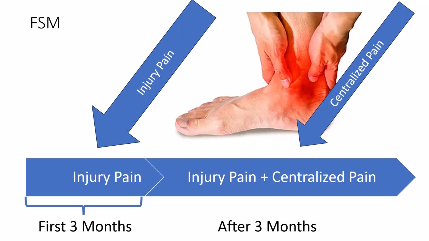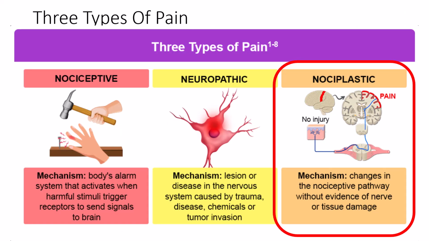As a rule of thumb, if your pain is from a relatively recent injury, less than 3 months ago, treat the injury. If, on the other hand, your pain is coming from an injury that was more than 3 months ago, treat both the injury itself and also treat the central nervous system for a centralized pain syndrome. Now let's look at the FSM programs that we can use to treat centralized pain.